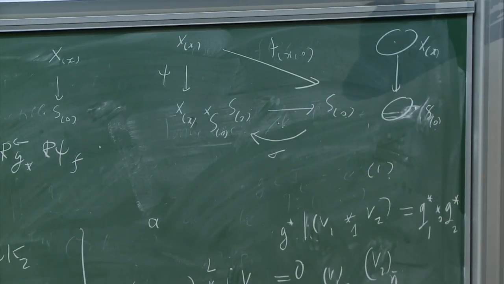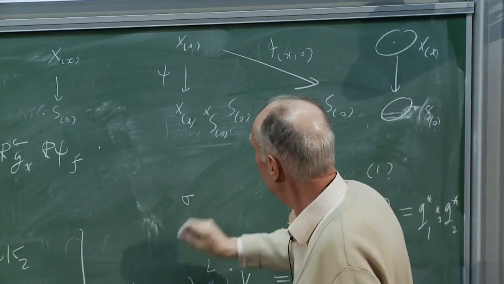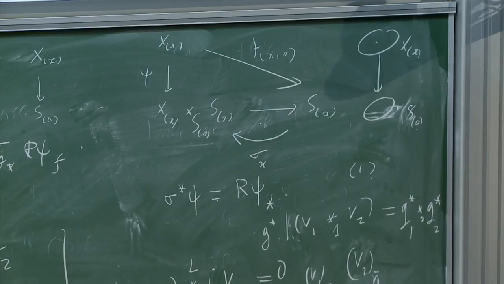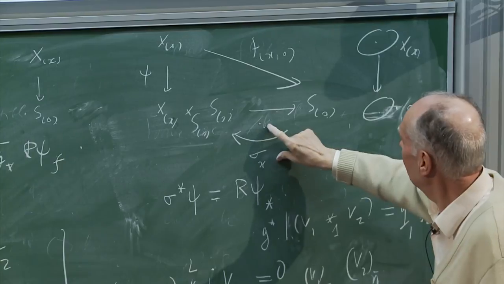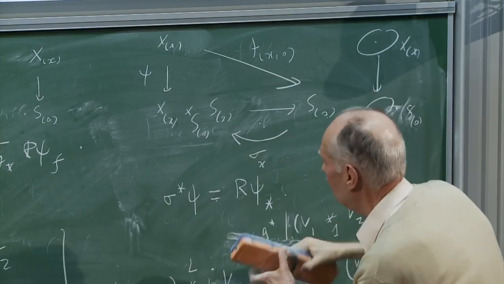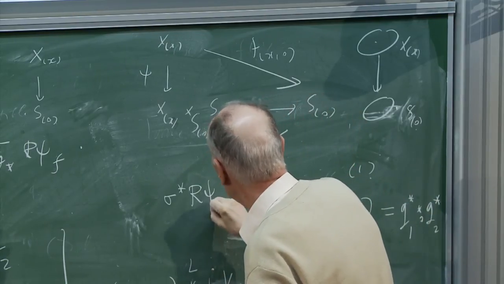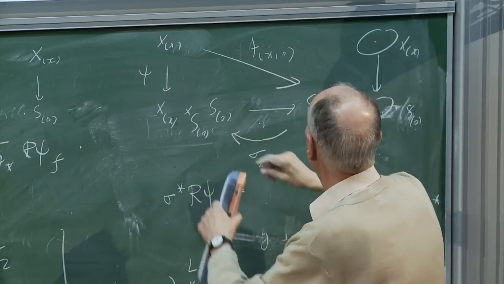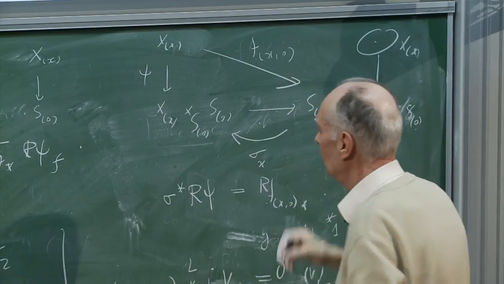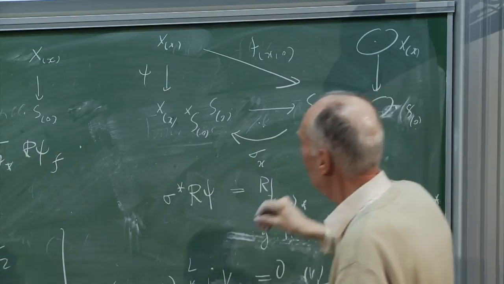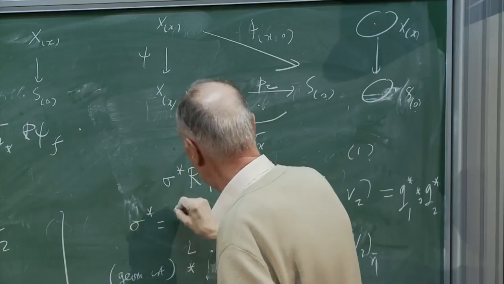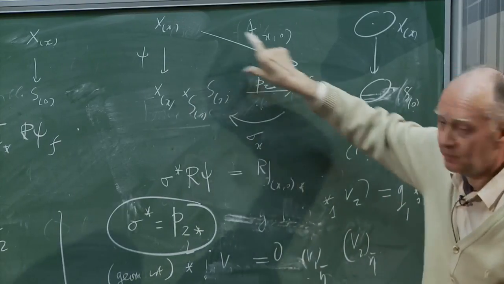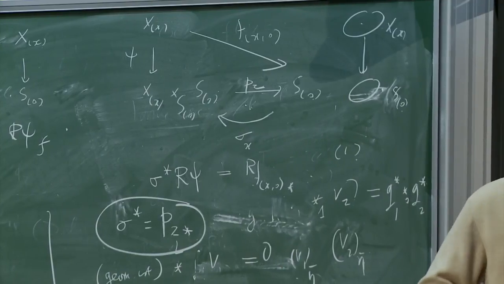sigma. And in fact, it has the property that, so it depends on the point x, sigma star of psi is just R psi star. So if you take sigma star of R psi here, let's say, you take sigma star here, and then you get R psi F X, S lower star. Sigma star is in fact P2 star, where P2 is the second projection. So then taking pullback is the same as projecting, and then you get that. So this is the basic relation which enables you to understand the stalks.